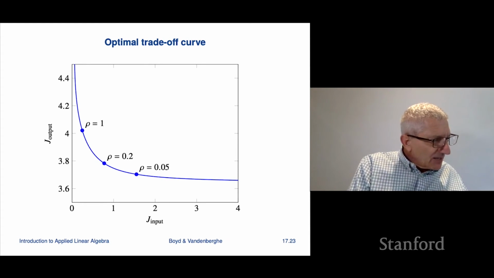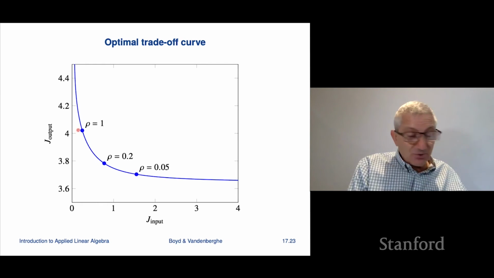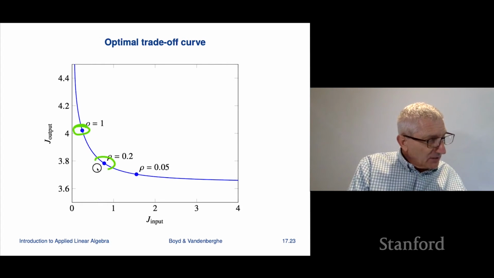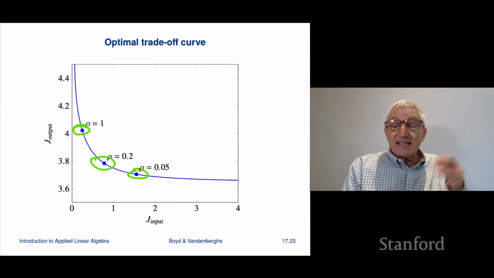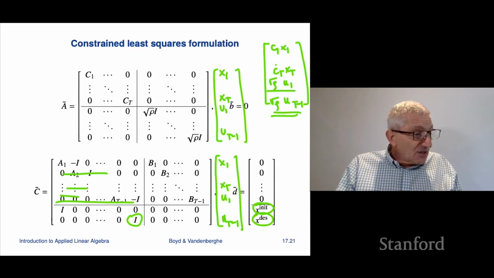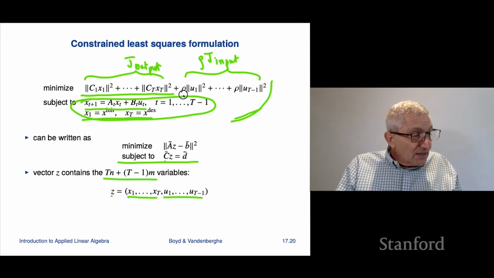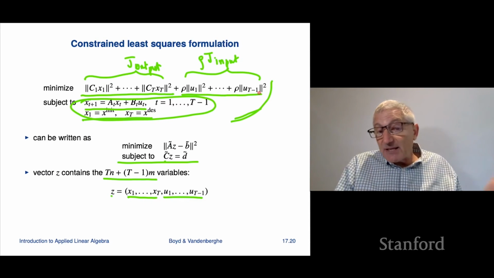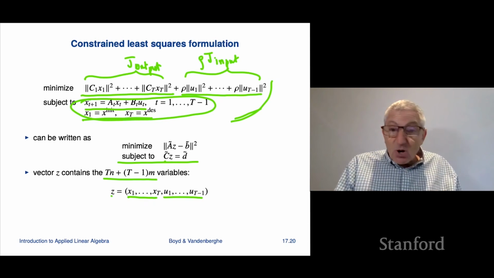So, we're going to look at 3 points on the trade-off curve. Rho equals 1, rho equals 0.2, rho equals 0.05. And let's think about what these mean. Rho scales how much we care about the input. So that's what rho does.